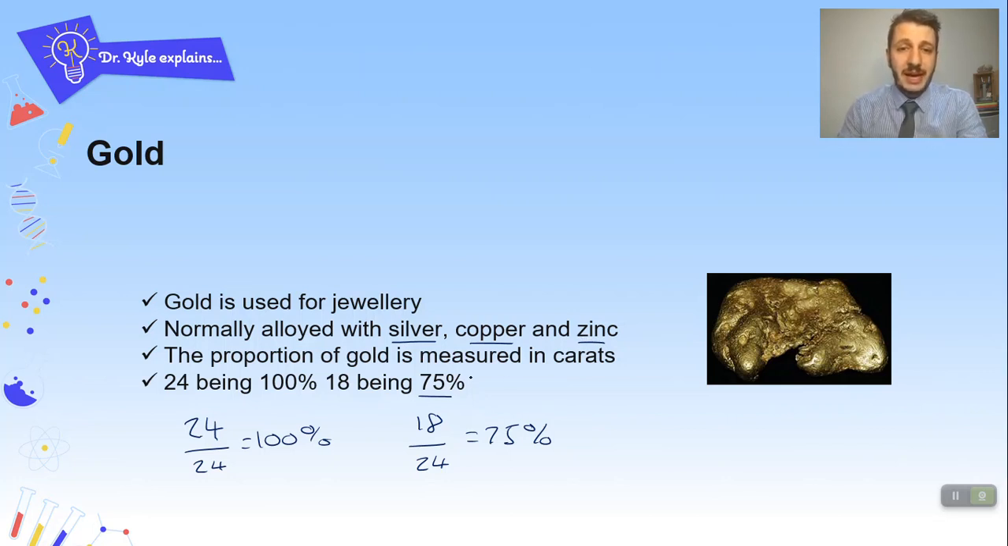Now, you may have to do a calculation in your exam to work out something like, what is the percentage of gold in 16 carats, so it'd be 16 over 24, or it might be the other way around, and they might say, what is the carat of 30% purity gold, or something like that. So just be aware you might have to rearrange this equation for your exam.